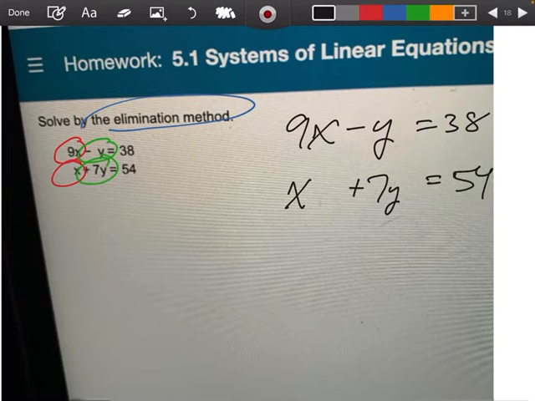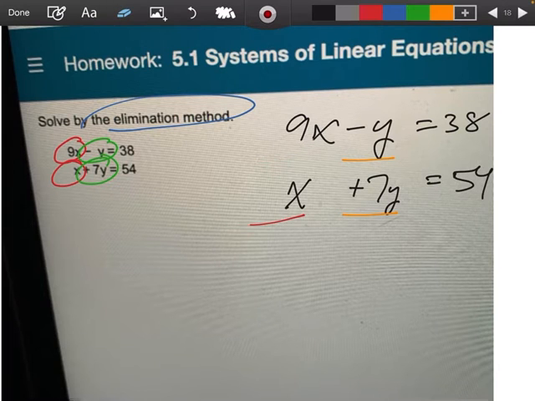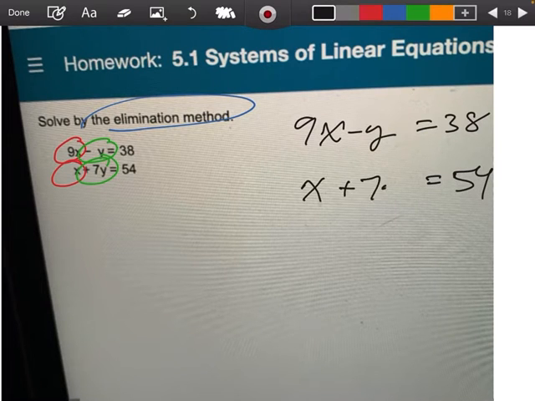So what I mean by that is, since the number in front of this x is a 9, I really want that one to be a negative 9. Or, since the number in front of this y is a 7y, I want that one to be a negative 7y. Okay? So you get to decide which ones you want to get rid of. Which ones do you want to work with? Do you want to work with the x's, or do you want to work with the y's, right? You got choices here. So 9x minus y and x plus 7y.